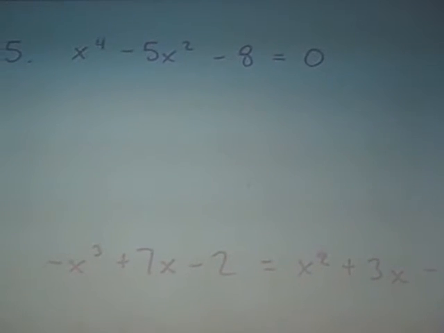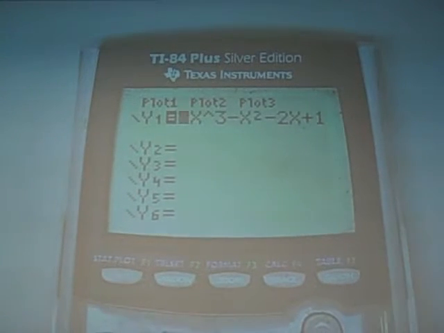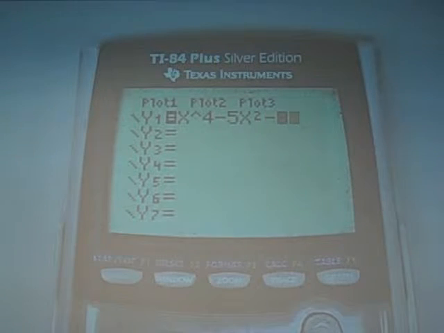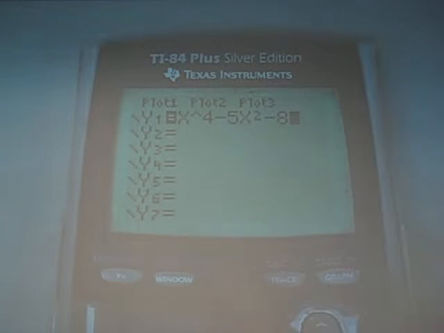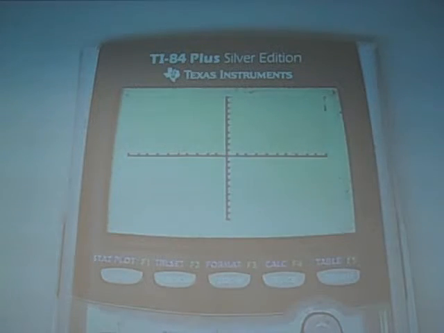The next one, we've got a new equation here. And so what we want to do is type that one in as well. You can clear the old one out. X to the 4th minus 5x squared minus 8. And do zoom standard, zoom 6. It's an easy way to graph these.